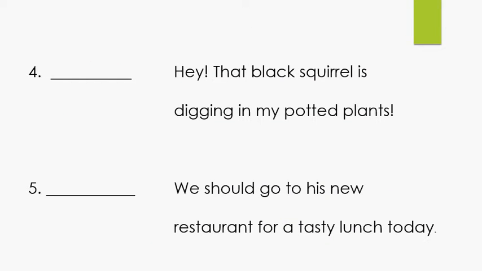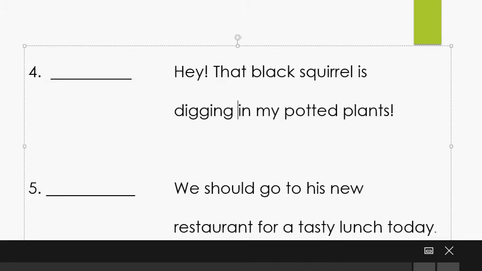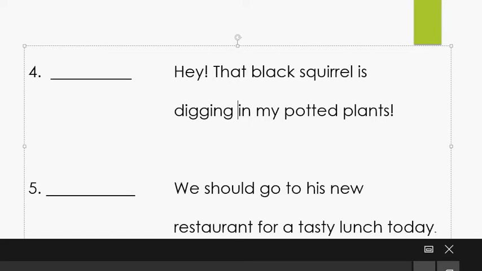Hey, that black squirrel is digging in my potted plants. I wrote that because that actually happens while I'm sitting here. I see this black squirrel come and dig in my potted plants and get dirt all over the deck. I don't like that. All right, that's beside the point. Do you see any prepositions? In. Very good.